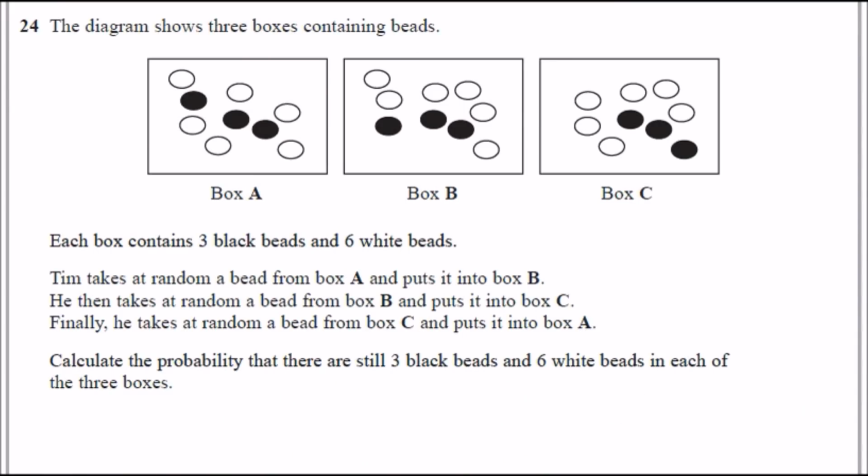Okay, 24. What a nice way to wrap up the paper by doing probability. So the diagram shows 3 boxes containing beads. You've got A, B, and C. You can see there are white and black beads in each one. Each box contains 3 black beads and 6 white beads.